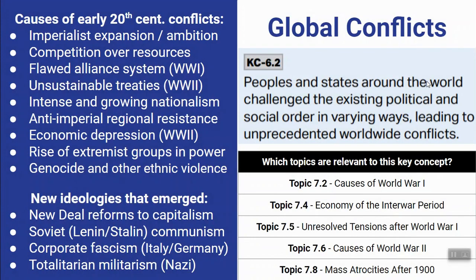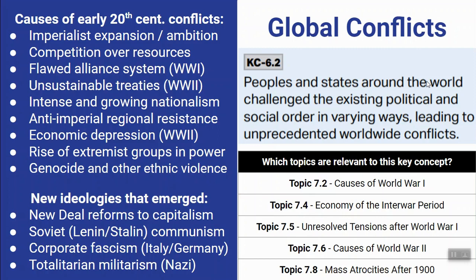Key Concept 2 is that peoples and states around the world challenge the existing political and social order in varying ways, leading to unprecedented worldwide conflicts. Some of the causes of early 20th century conflicts include imperialist expansion and ambitions, competition over limited resources. In World War I, remember, a flawed alliance system played in. In World War II, unsustainable peace treaties and economic depression were involved. In both wars, intense and growing nationalism were important factors as well.